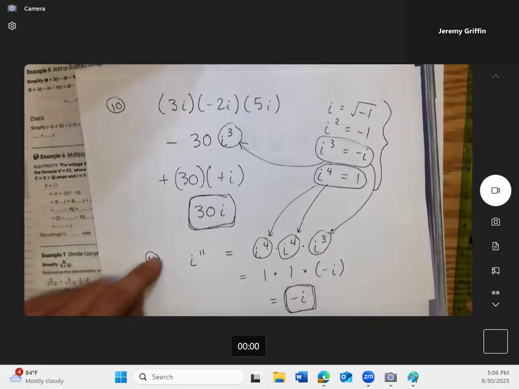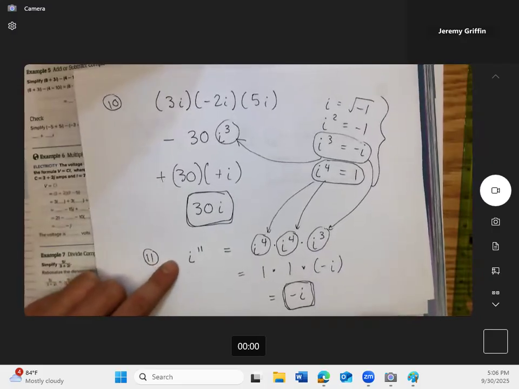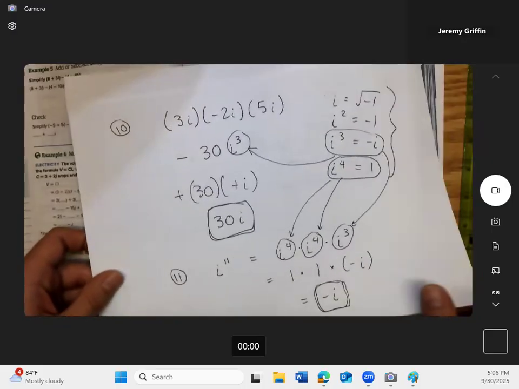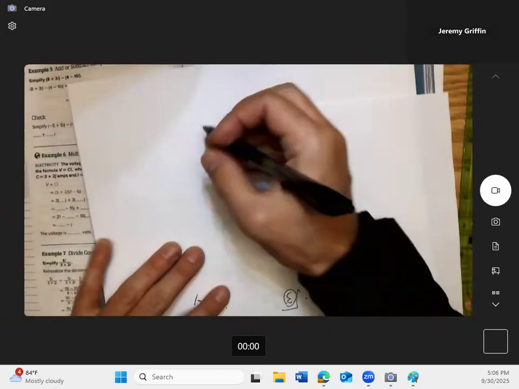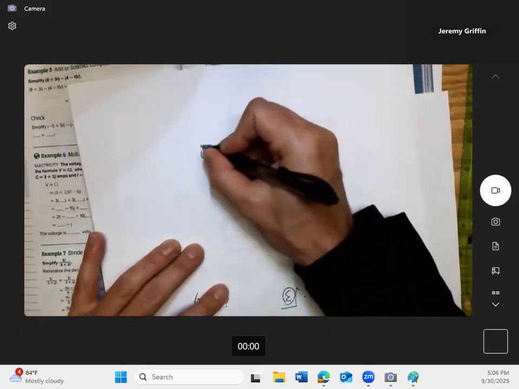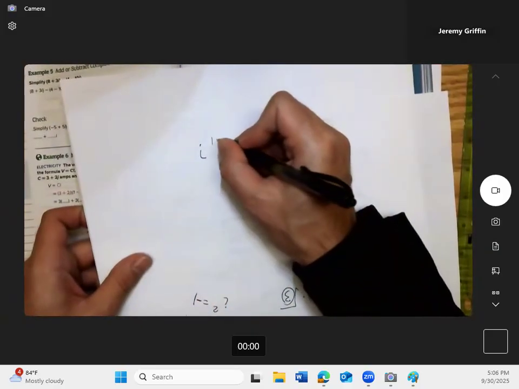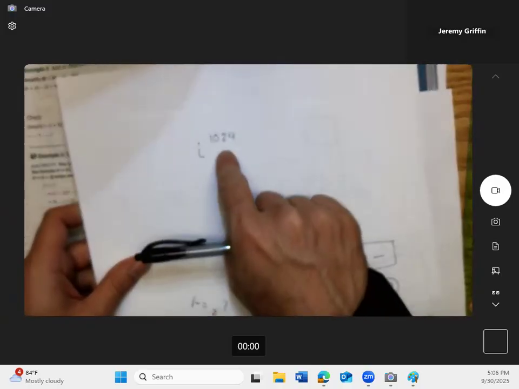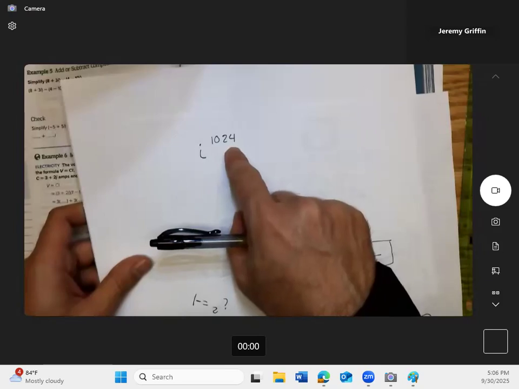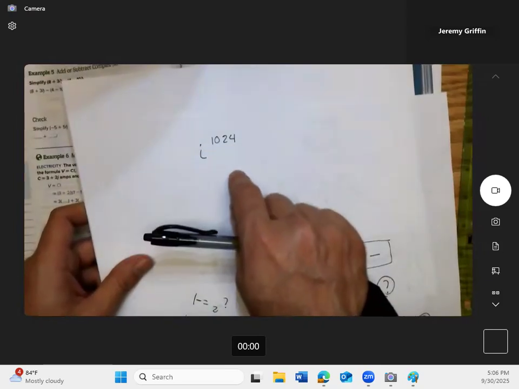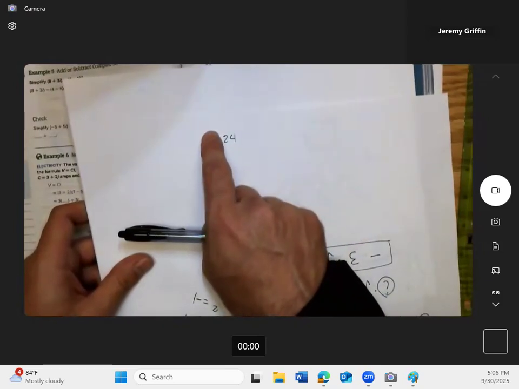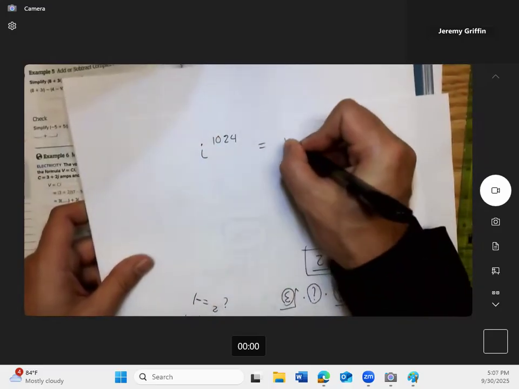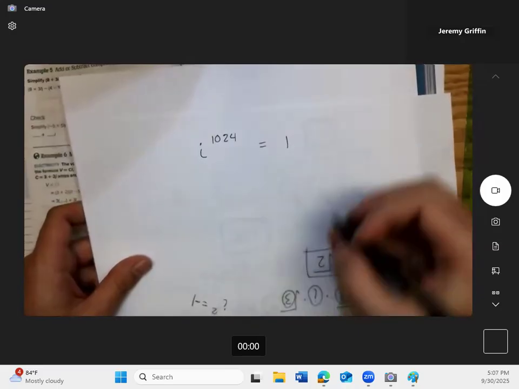If you have crazy powers of i, what I would do is ask, in terms of multiples of 4, what is that? Here, I'll make up my own. Let's do a real crazy one. What if you have i to the power of 1,024? Well, 1,024 is a multiple of 4. If you want to know if something is a multiple of 4, all you need is the last two digits. 24 is a multiple of 4. Therefore, anything in front of it doesn't matter. This is just 1. That's the whole thing. Boom, done.